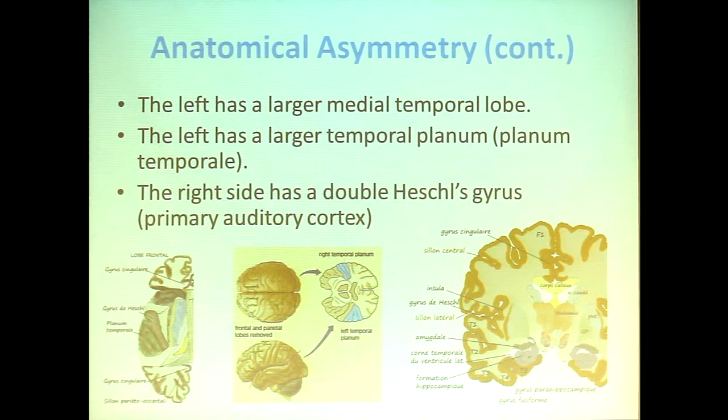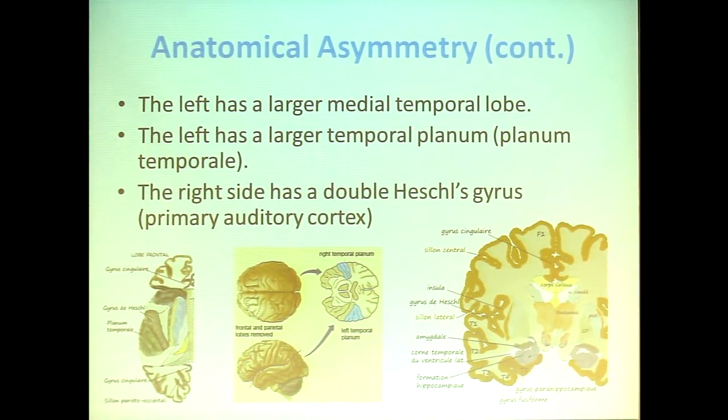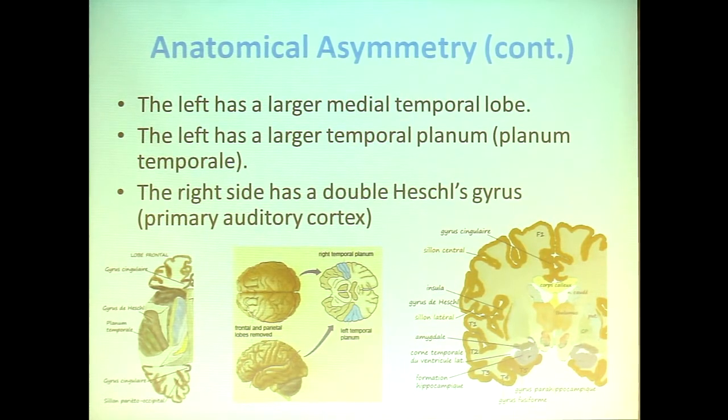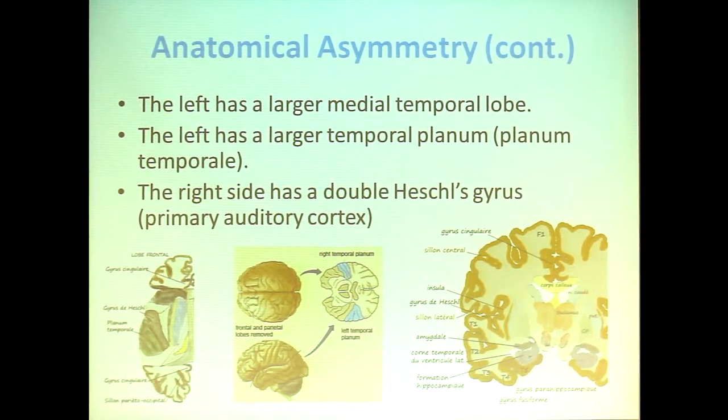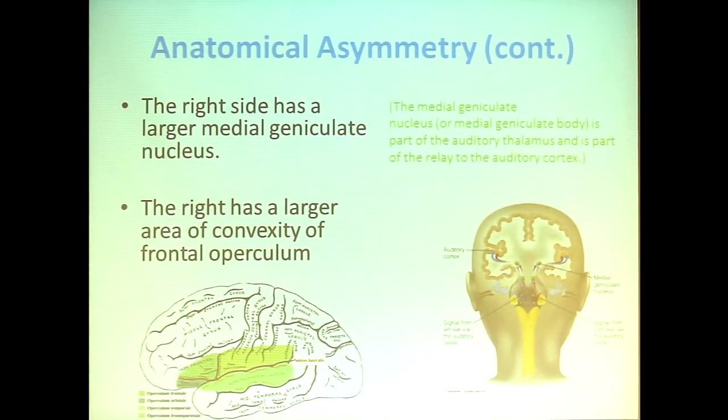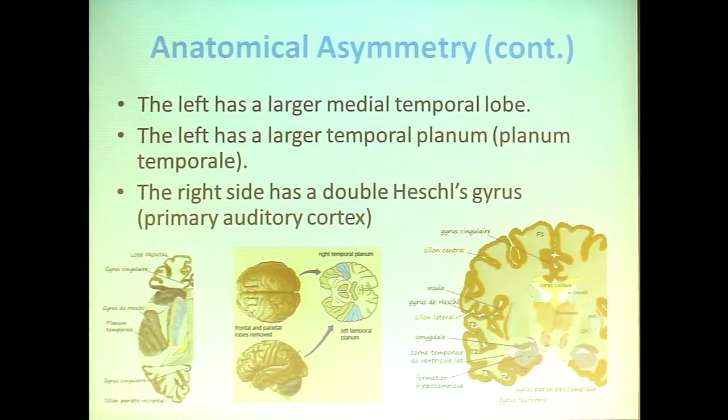Then the left side has a larger medial temporal lobe, and I'm sure you can all understand why that would be the case, because language is in the left medial temporal lobe. So the left is going to be larger, and the left has a larger temporal planum or planum temporal. Now, just to explain to you where that is, have a look at this picture over here.